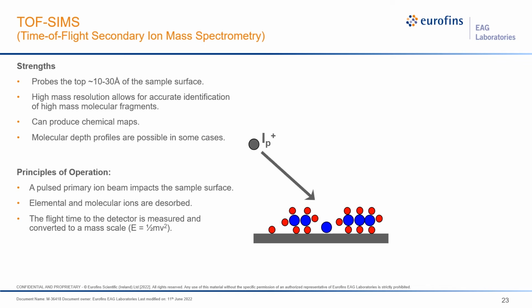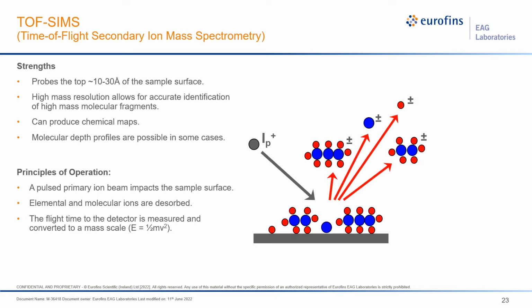That technique is TOF-SIMS, time-of-flight secondary ion mass spectrometry. TOF probes only the top 10 to 30 angstroms of a sample surface, and it has extremely high mass resolution, which allows for accurate identification of even high-mass molecular fragments. It is capable of producing chemical maps of surfaces, and like XPS, it can be used in a depth profile mode. To explain how it works, the diagram on the right depicts a sample with a combination of elemental and molecular species on its surface.